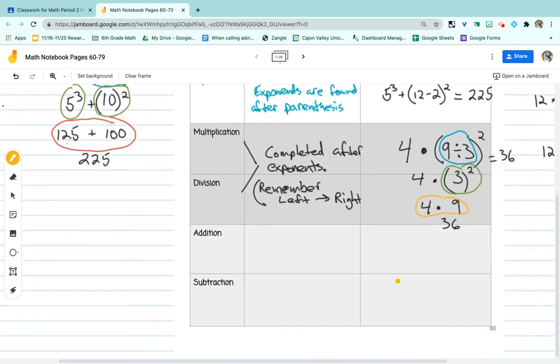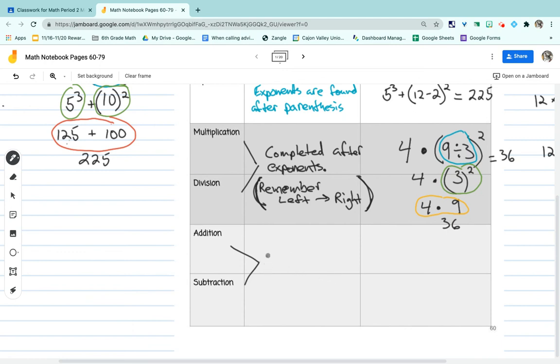Okay, finally we have addition and subtraction. And again, I'm going to talk about these as being together because they are. You don't do addition first necessarily. Put parentheses around that. You don't do a division first necessarily, or addition first necessarily, sorry. You don't do subtraction first necessarily. It depends on the order they are in left to right.